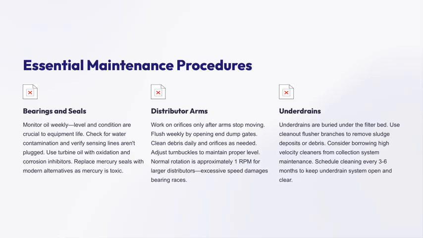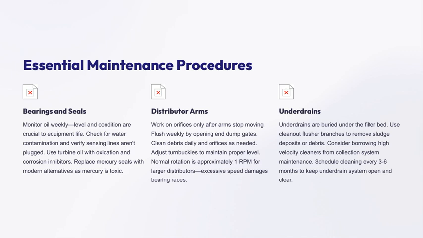Lastly, let's cover underdrains. These are buried beneath the filter bed, so regular maintenance is vital. Use clean-out flusher branches to remove sludge deposits or debris that might accumulate. Consider borrowing high-velocity cleaners from the collection system maintenance team. They can really help clear out stubborn deposits.